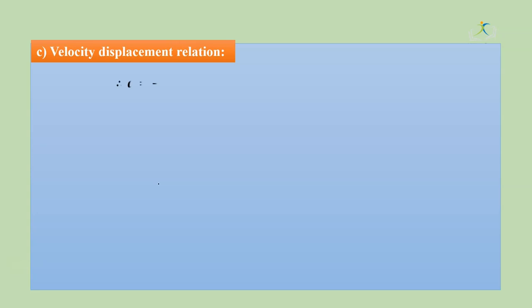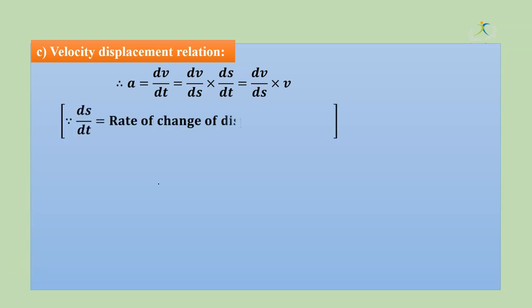And the velocity-displacement relation: a is equal to dv by dt. If we simply do cross multiplication with the term ds by dt, we get a is equal to dv by ds into v. What is the meaning of ds by dt? It is the rate of change of displacement, and the rate of change of displacement is nothing but velocity. So a ds is equal to v dv, and we take integration on both sides within the limits.